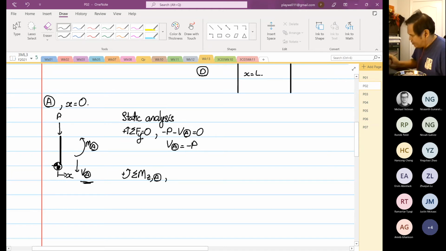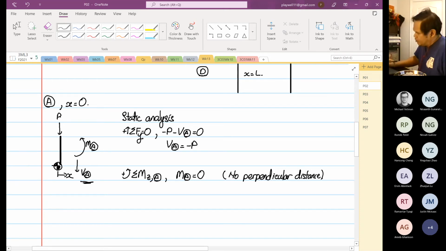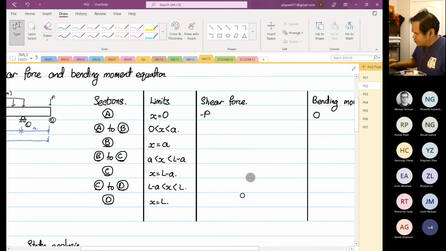At point A, we have force multiplied by 0 distance. So moment at point A is equal to 0. There is no perpendicular distance. I write down why it's equal to 0: no perpendicular distance. Now you go back to your table to write that this is minus P, and this is equal to 0.